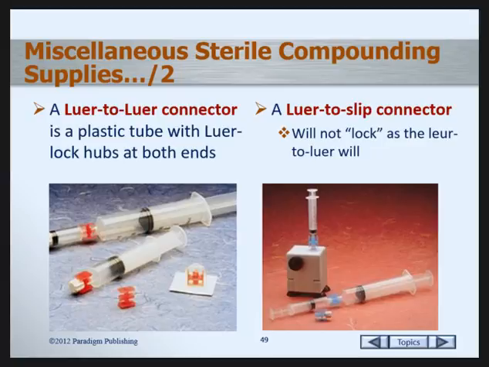A luer-to-luer connector is a plastic tube that has luer locks at either end. It's got little wings on either end here, and it would attach to a syringe. You could put a cap on it perhaps. Generally when we hold them, each end that attaches to the syringe is considered a critical site. It comes with these sides that you can pinch and hold on to attach and detach from the syringe. Also, there's a luer to slip connector. This will not lock as a luer to luer does, but this may be used when you're using a repeater pump.